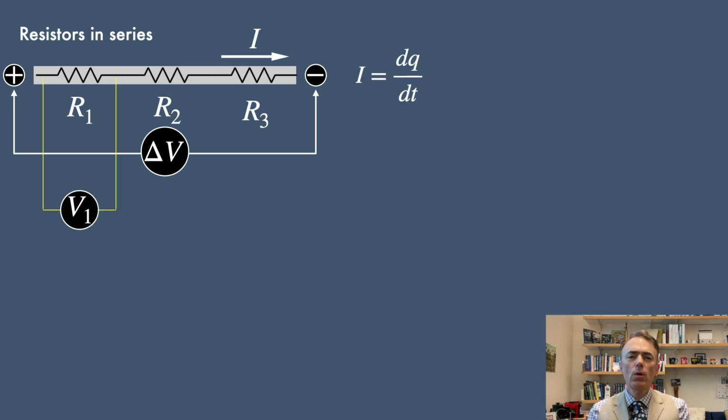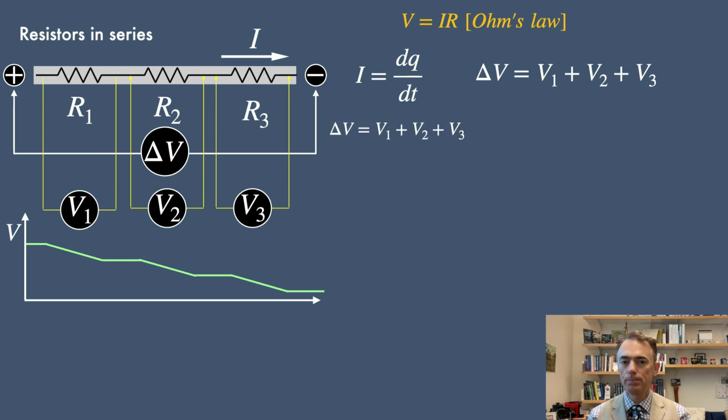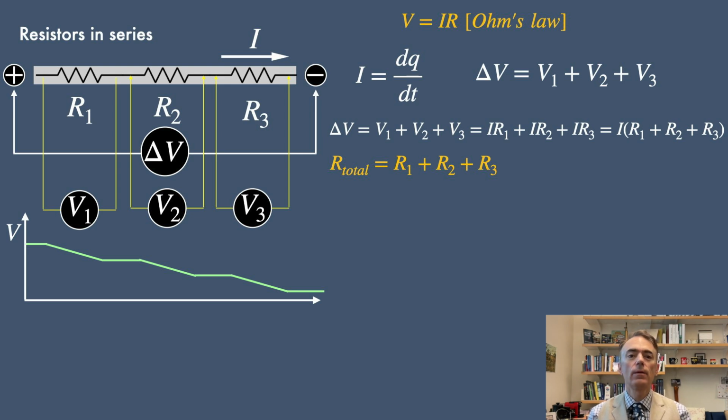Voltage. The voltage across the circuit is the sum of the voltages across each resistor. Total V is V1 plus V2 plus V3 and so on. Let's look at Ohm's law to derive the expression of the equivalent resistance of a set of resistors in series. The total or equivalent resistance is the sum of the individual resistances. So total R is R1 plus R2 plus R3.